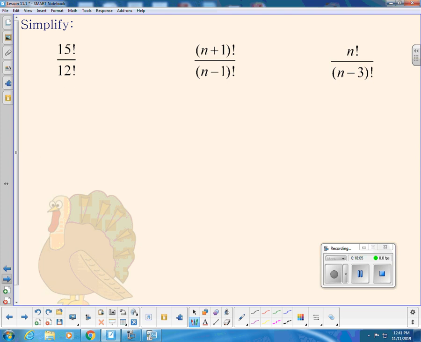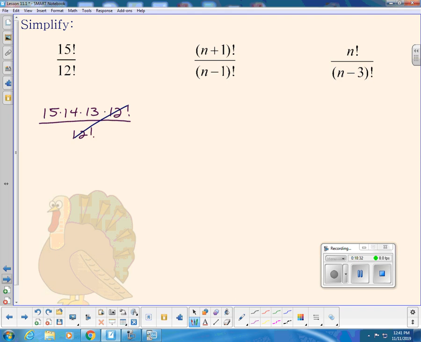So try this guy. Do it without your calculator. I just want to know what integers are you going to multiply by? 15 times 14 times 13 times 12 factorial. So as soon as you get to the denominator, you're done. You're going to cross them out. That would be your answer. Okay, with the calculator, you can multiply together. But let's just skip that part.